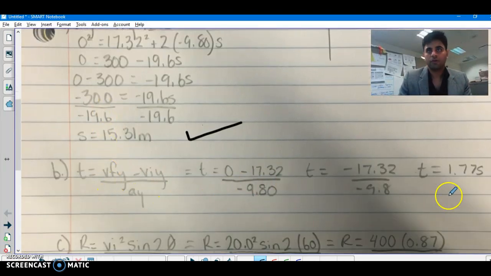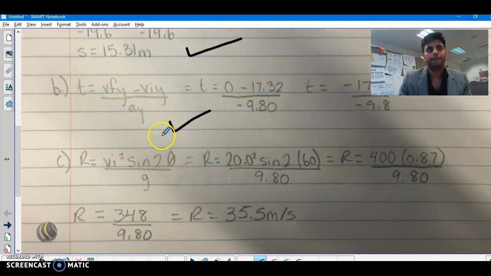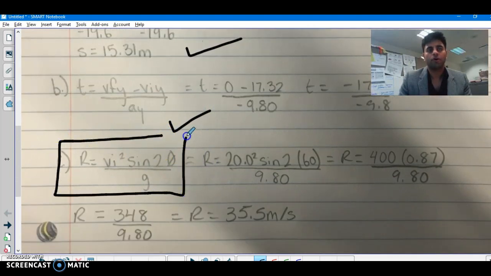This is the correct way to find out what time it took. You could have also used v is equal to u plus at, and that's what you have used. So pretty much that's perfect. The only issue is right here. So this is something that I have not introduced in the class.